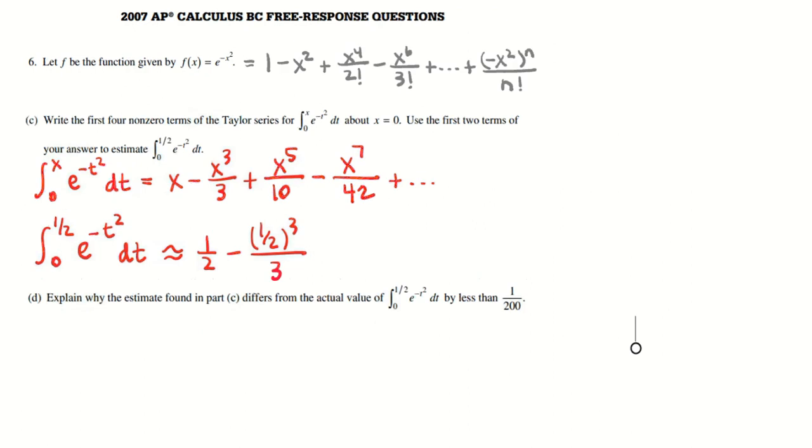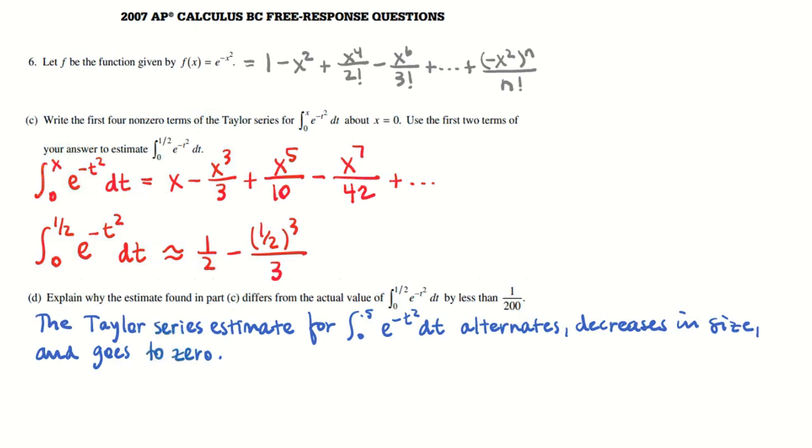Now in part D, they're going to ask me to explain why this estimate I found in part C differs from the actual value of the integral by an amount less than 1 over 200. Okay, that's going to need to be an error-bound situation. And I've got an alternating series, so I know it's going to be the alternating series error bound. Since they didn't say the special words for me, I'm going to check the conditions. I'm saying the Taylor series estimate for that integral alternates, and the terms are decreasing in size. So I might say has terms that decrease in size.